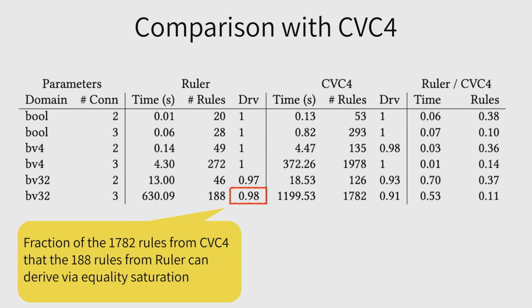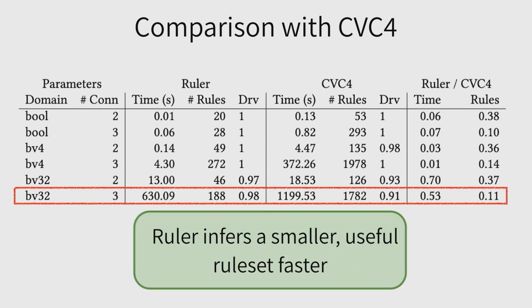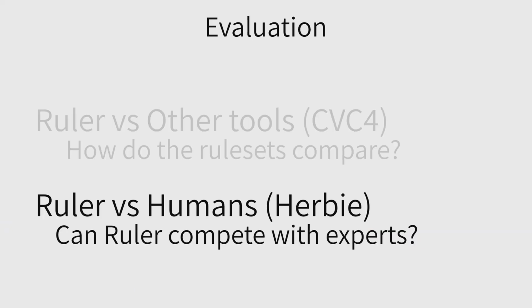It's actually hard to compare proving power in this way, but this is a ratio by trying each set of rules, trying to derive all the rules in the other set. So Ruler's fast, gives you a much smaller rule set in about half the time, which is pretty cool.